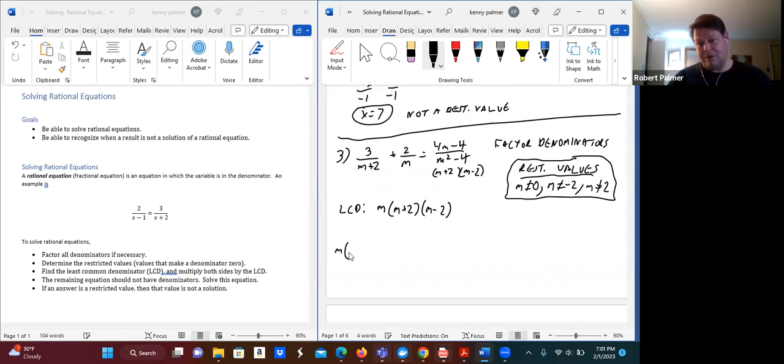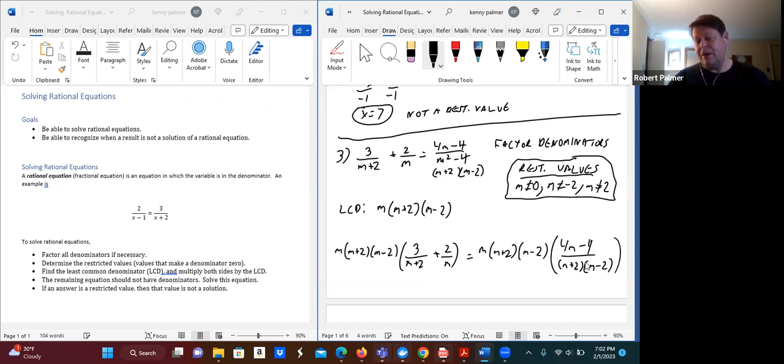So m times m plus 2 times m minus 2 times the left side, 3 over m plus 2 plus 2 over m, is equal to the LCD, m times m plus 2 times m minus 2, times the right side, which is 4m minus 4. And I'm going to write this denominator in the factored form. Okay, it's easier to work with. See what cancels out. It's m plus 2 and m minus 2. Okay, just repeat what we did.